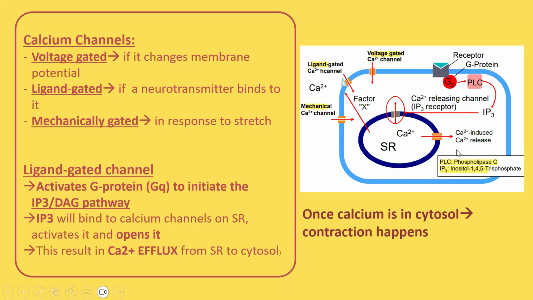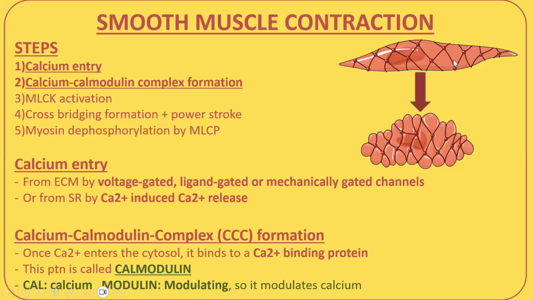Again, the same thing in smooth muscle as in skeletal muscle. Once calcium is in the cytoplasm, it will initiate contraction. So this is a smooth muscle which is relaxed, and we want it to contract. What are the steps? Again, calcium entry, which we discussed, either from the extracellular matrix through three channels: voltage-gated, ligand-gated, or mechanically gated. Or from the sarcoplasm, from the IP3 DAG pathway, or calcium-induced calcium release, which is the same steps as we discussed in skeletal muscle. The ryanodine receptor is opening and causes calcium release.